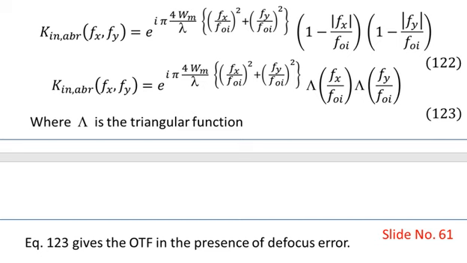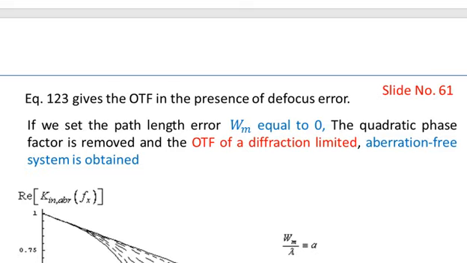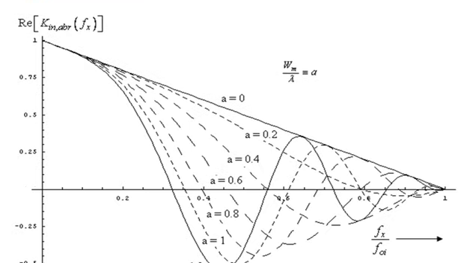So we are just plotting, and on the left hand side we are going to plot the transfer function as a function of fx only, not fy, which you can see over here on the vertical axis. Look at the plot with a equal to 0, that is no aberration, no defocusing error is present. You can see that the normalized incoherent transfer function starts from 1 and decreases linearly, because the triangular function goes linearly, and it approaches the cutoff frequency at fx over f0i equal to 1.